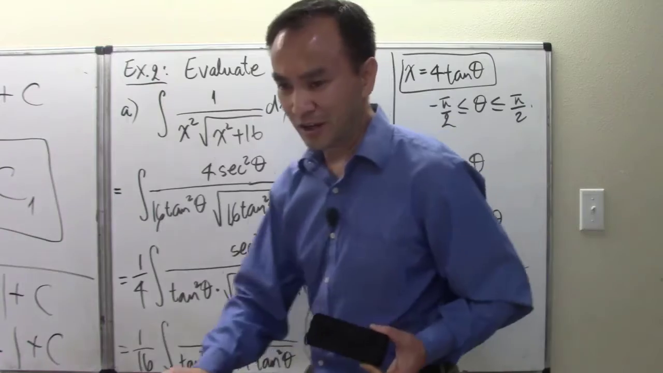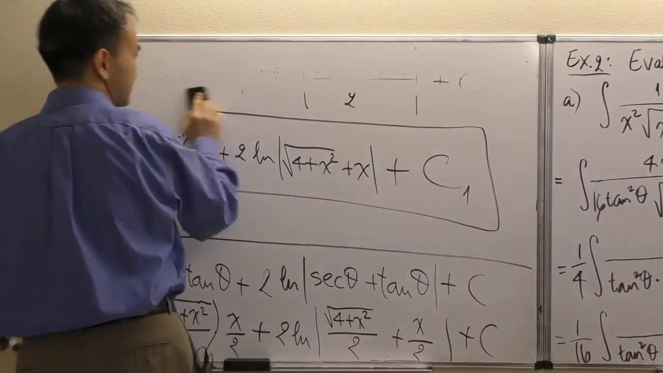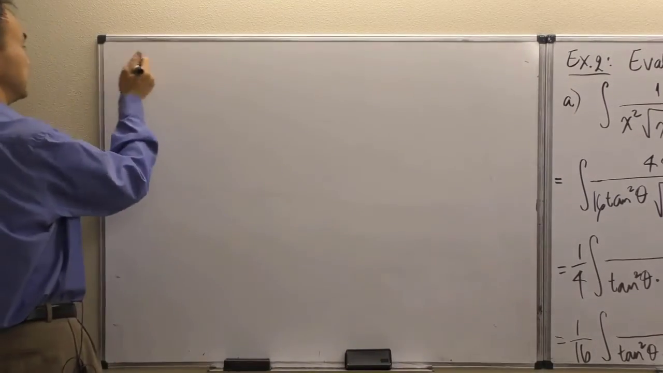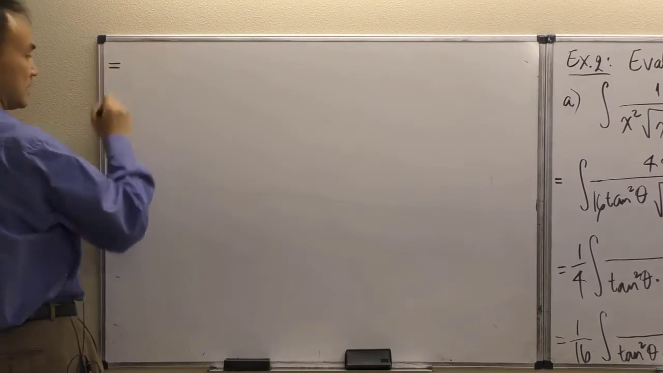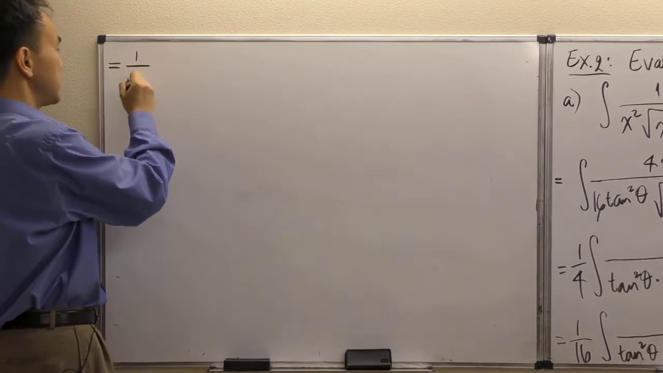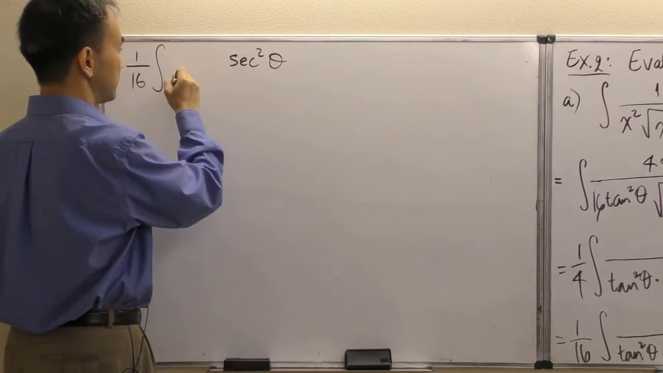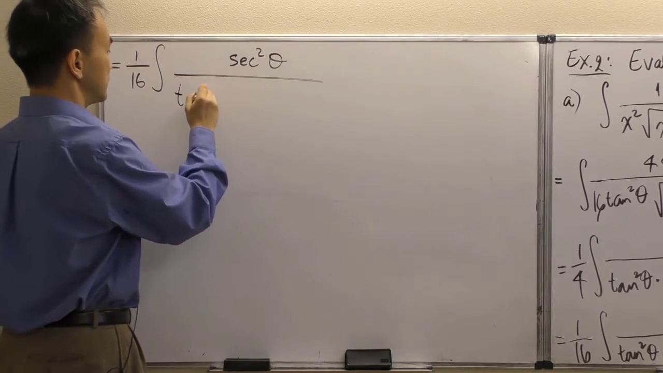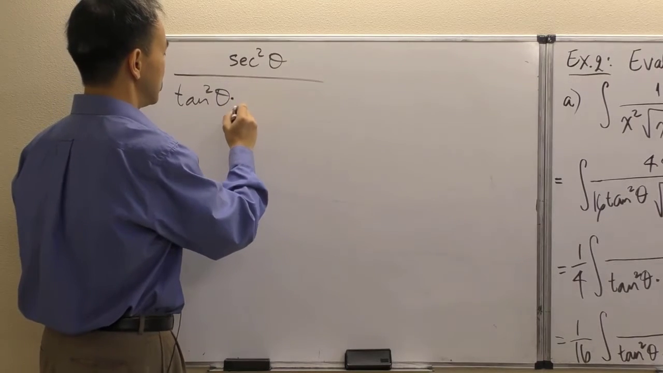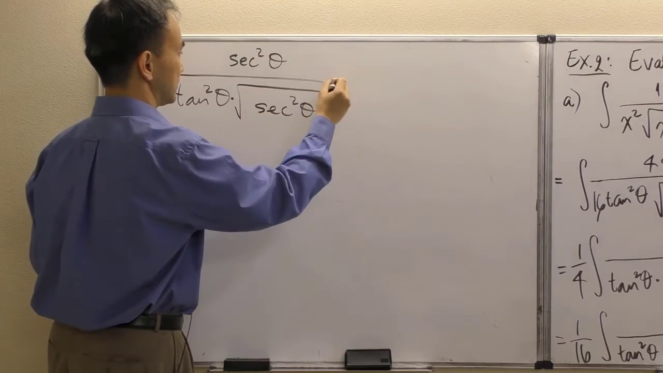I'm going to continue with the next step on my other board. So it's 1/16, and in the integral we've got secant squared of theta on top and tangent square in the denominator, and we have that square root. Now that square root becomes the square root of secant squared of theta, with the d theta.